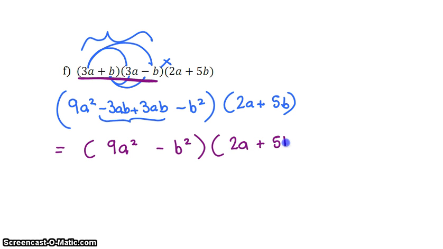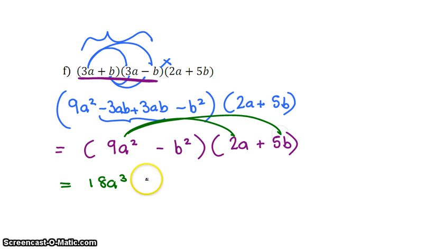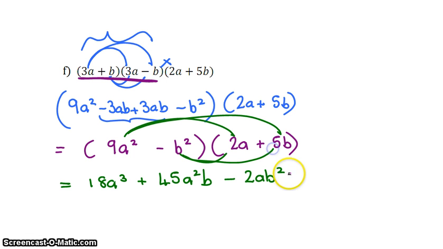And now this is boiled down to another binomial times a binomial. So some distribution, 18a cubed plus 45a squared b minus 2ab squared and minus 5b cubed. Now I will check for like terms, but I didn't think of any when I wrote it down. And nope, that's it. So those are the answers to our exercise.